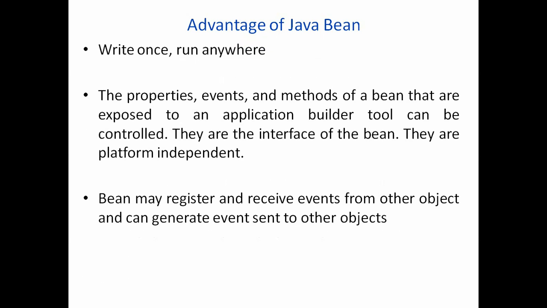Now when we execute, JSP uses the Java Bean, and there are many advantages of Java Bean. It is write once and run anywhere. The properties, events, and methods of a Bean that are exposed to an application builder tool can be controlled, and they are the interface of the Bean. Java Bean is platform independent, which is very important, and beans can be registered and receive events from other objects, and can generate events sent to other objects.